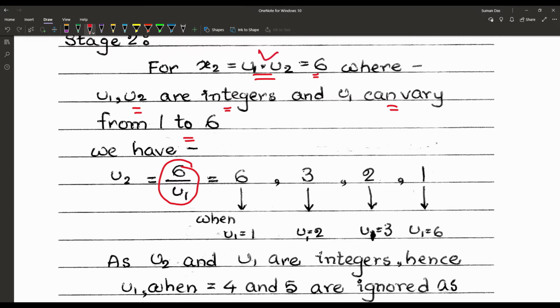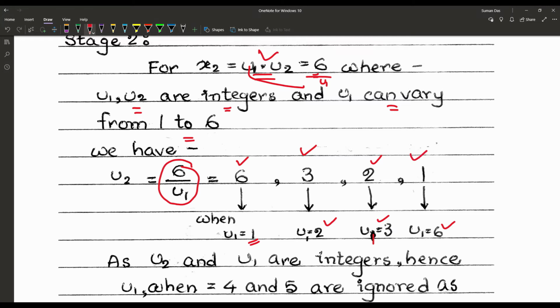So we can write that u2 is equal to 6 by u1. Now when u1 is equal to 1, we have the u2 value 6. When u1 is equal to 2, we have the u2 value 3. When u1 is equal to 3, we have the value of u2 as 2. When u1 has the value 6, we have the value of u2 as 1.